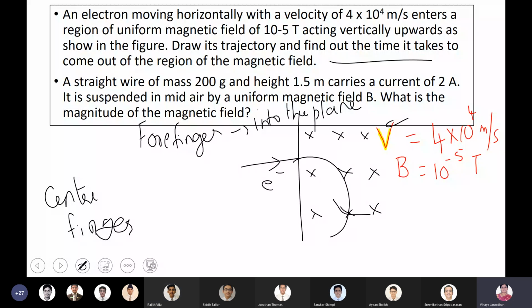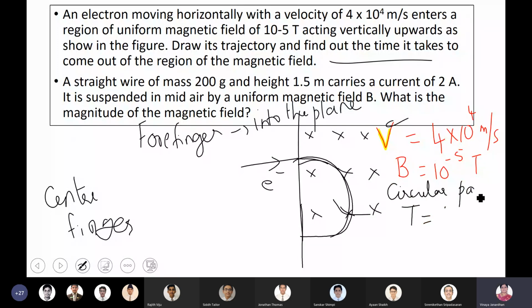Now look at the second part of the question. Find out the time it takes to come out of the region of the magnetic field. When the particle undergoes circular motion, is it a complete circular motion when it is coming out of the field, or is it a semicircular motion? Semicircular motion. So in that case, what is the time period for the circular motion?